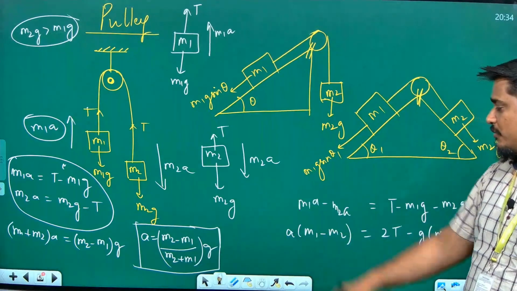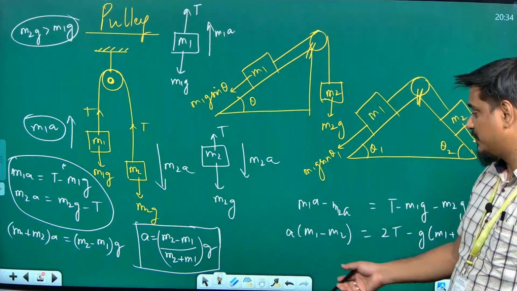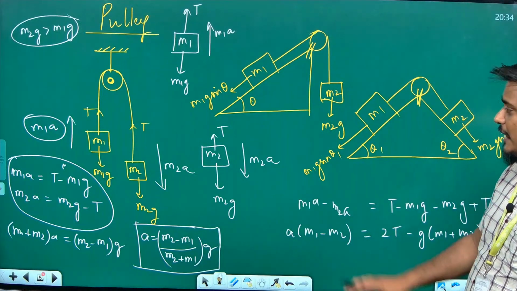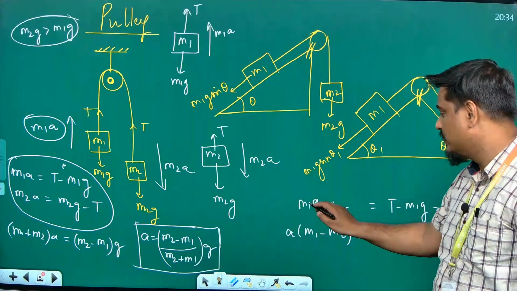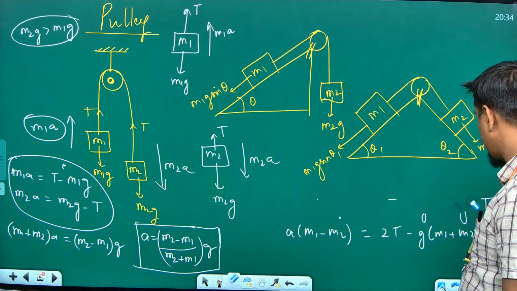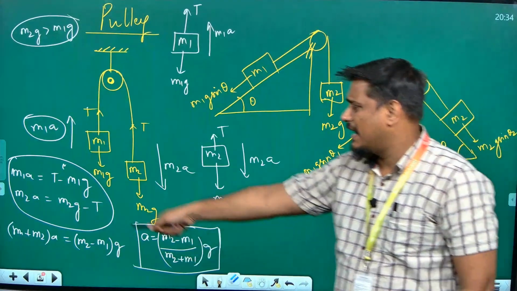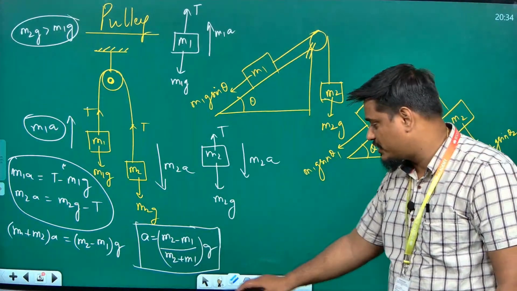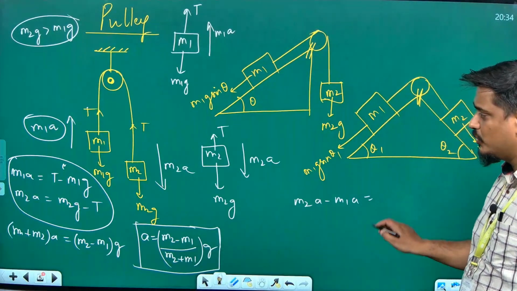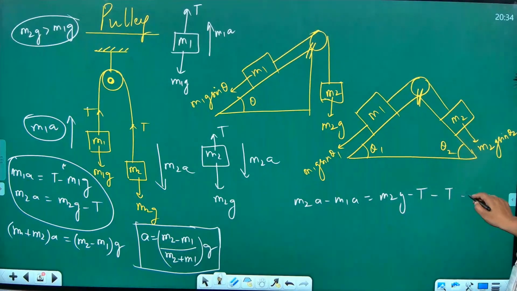So, a value I already got from there, (m2 minus m1) by (m2 plus m1) into g. This much tension you want to do. I should have done m2a minus m1a, that is easier, no? There are many ways to solve this. I can put the value of a directly here and get the tension equation. That also I can do, your wish. But now I am doing m2a minus m1a, which will become equal to m2g minus T plus m1g, right?